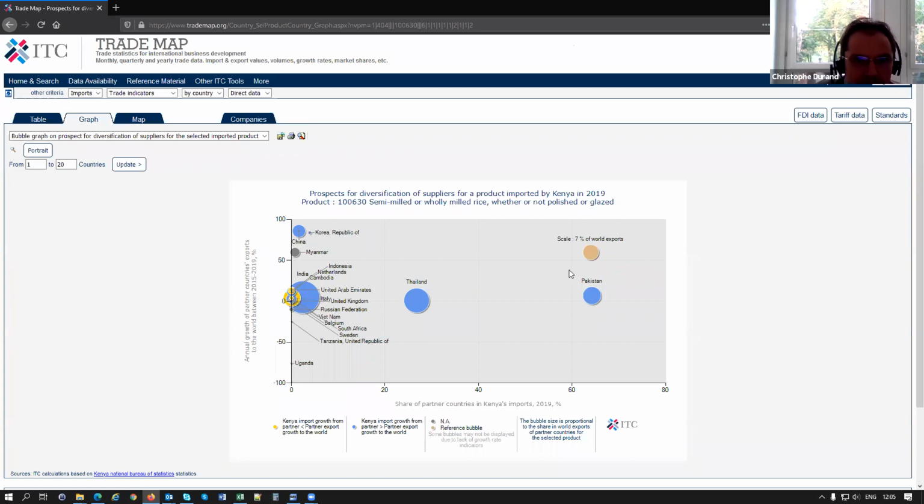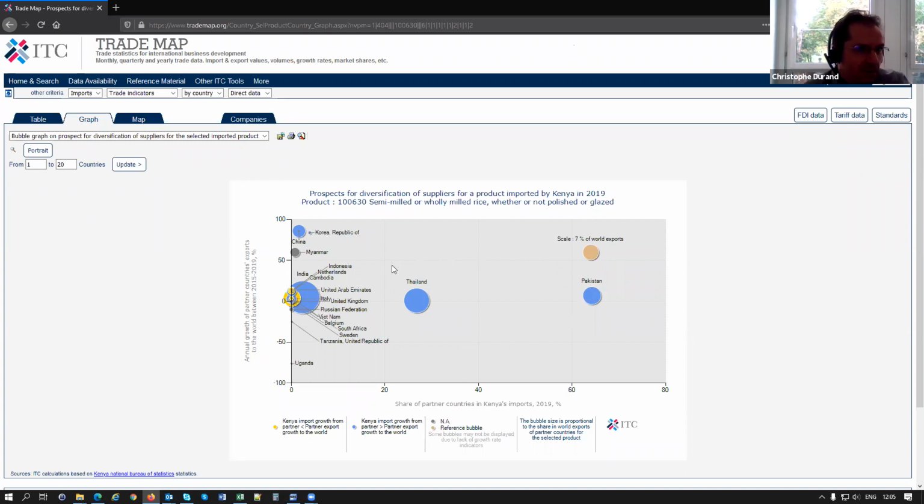Well, easily for Pakistan, Pakistan supplies more than 60% of Kenya in rice. So that's why the bubble is on the right. Its exports to the world is not growing that fast, right? So that's why it's in the middle, close to the zero line. And the bubble is more or less of the same size as the scale. So which means Pakistan is one of the suppliers of rice to the world, but that's not the big one.